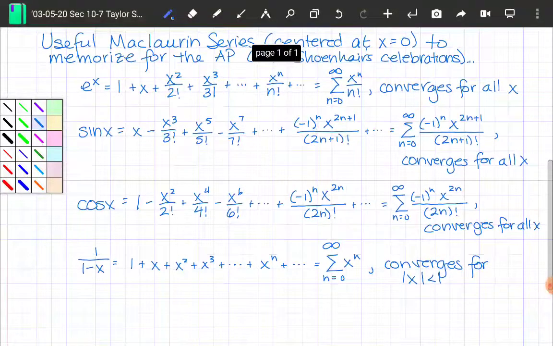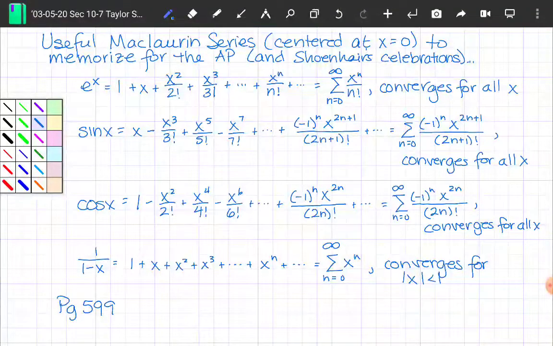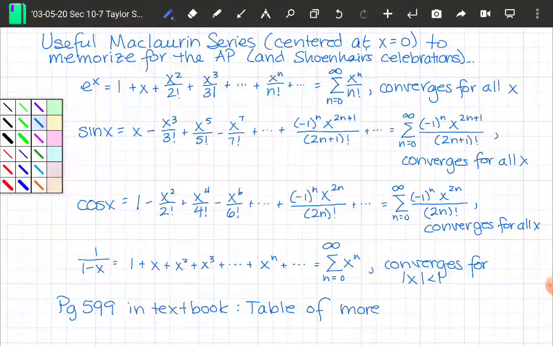So in your book on page 599, there is a table with more formulas to memorize. We're not going to derive these. You can go back and look at your notes. You can see where they came from. Let me just write this down. Table. More Taylor series.